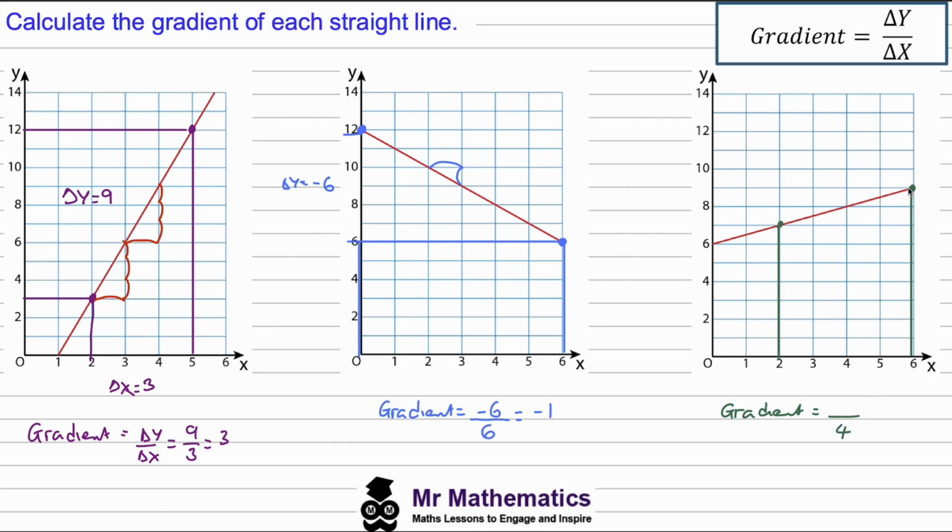And then the change in y is from 9 to the 7. And 9 take away 7 is 2, which simplifies to make 1/2. So you can see then, as we go across by 1 in the x, we're going up by a half. Okay? Let's try some more questions.